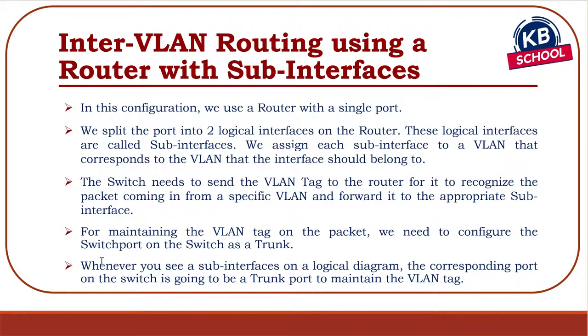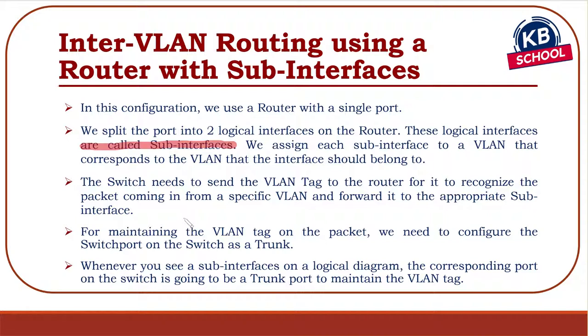How do you configure the router interface with a sub-interface? So in this configuration, we use a router with a single port, router on a stick. We split the port into two logical interfaces on the router. What are these logical interfaces called? These logical interfaces that are based on VLANs are called sub-interfaces. We assign each sub-interface to a VLAN corresponding to the VLAN that is on the switch, and basically that sub-interface will always process traffic for that particular VLAN. The switch needs to send the VLAN tag to the router for it to recognize the packet coming in from a specific VLAN and forward to the appropriate sub-interface.